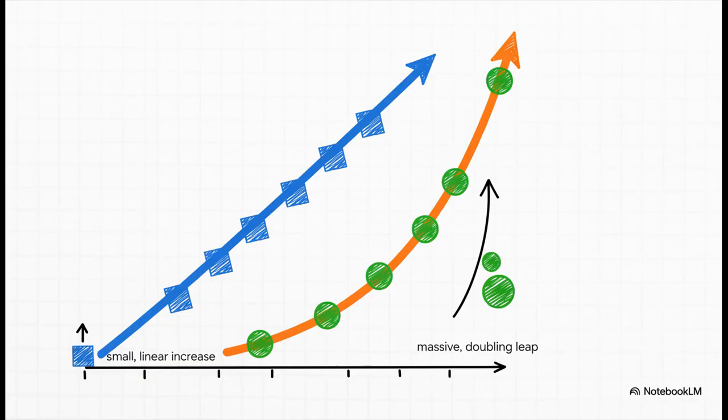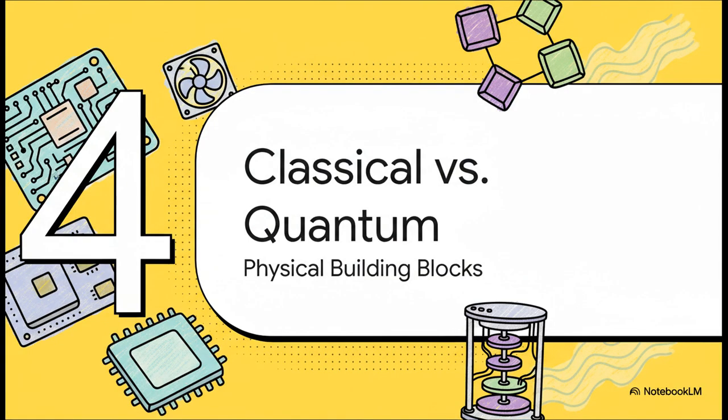This graph shows the result perfectly. Just look at it. Notice that blue line representing classical memory? It's a steady, straight, linear increase. Now look at that orange curve for quantum memory. It's not a line, it's an explosive exponential leap. With just a handful of qubits, you can handle an amount of information that would be totally impossible for even the biggest classical supercomputer.